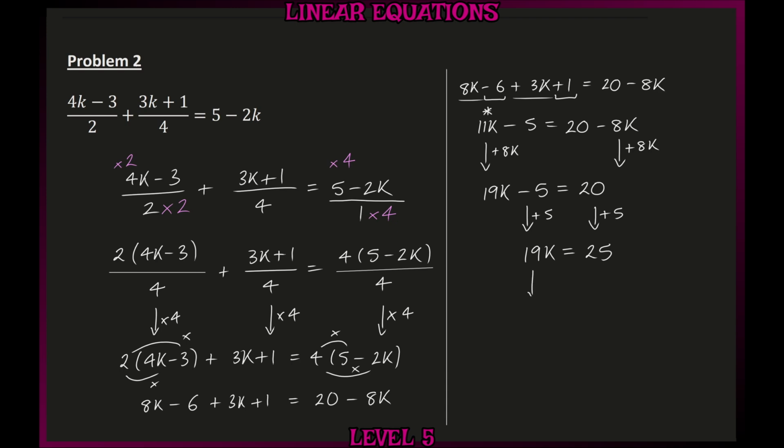Finally, to remove the times 19 in front of the k, we can divide by 19, and we can do the same on the right. And the times 19 and the divide by 19 on the left cancel out to leave us with k. And on the right, 25 divided by 19 can just be written as 25 over 19. So our final answer to problem 2 is k is equal to 25 over 19.